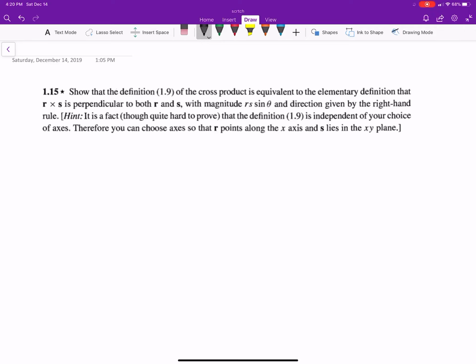Alright, so we're back to our classical mechanics book. I'm going to try to knock a few of these problems out. If you can't tell by my voice, I'm not feeling very good, so bear with me.